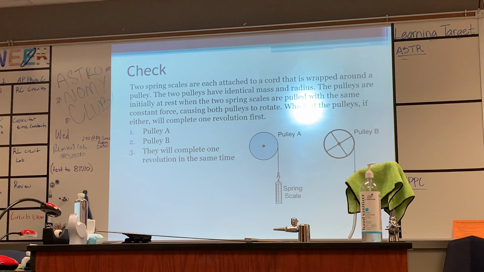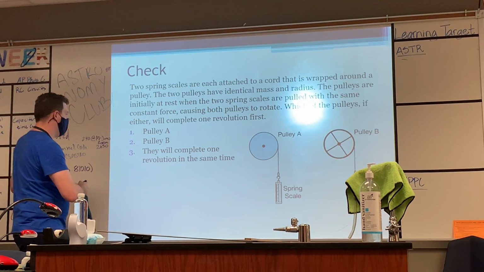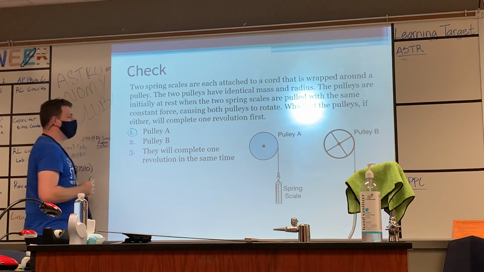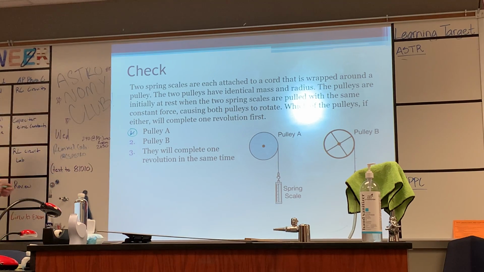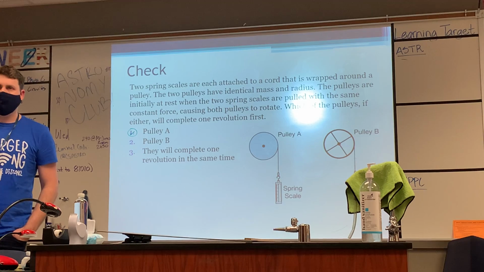All right, I see an awful lot of people choosing pulley A. Now, the correct answer is A. Can somebody tell me why? Go for it. I'm assuming the spring scale applies the same torque to both the wheels. Yes. But since for pulley B, all the weight of the pulley is distributed to the outside, it has a greater rotational inertia. So pulley A would complete a revolution first.